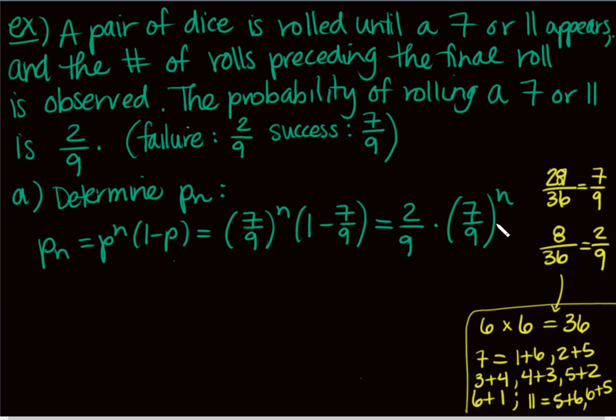And what I think about this is, this is just the probability that I don't get a 7 or 11 each time. And then what's the last roll, where I do get a 7 or 11? That probability is 2/9. So I think if you think of it that way, that can be pretty easy.